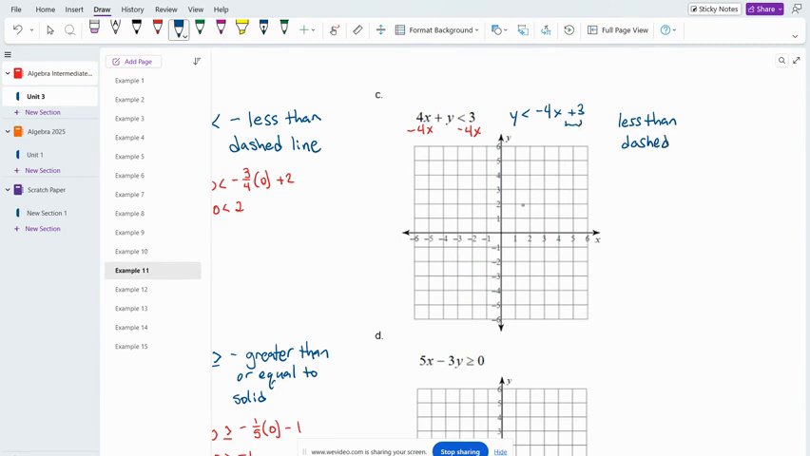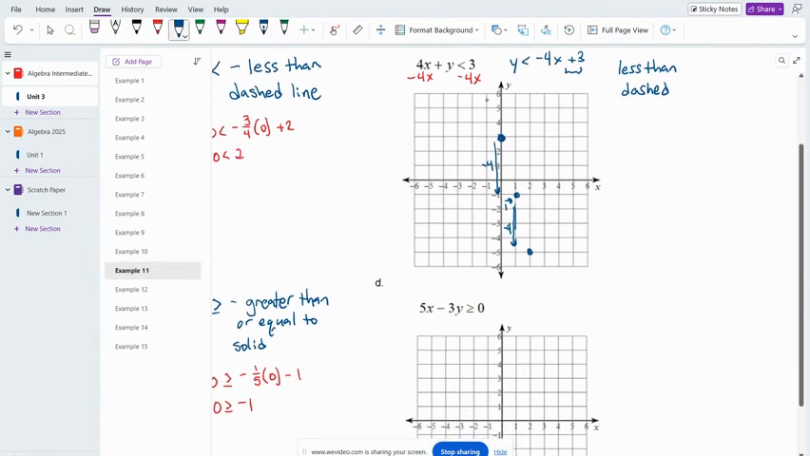This is our y-intercept, so we'll start at 3. We're going to go down 4 and over 1. And we can't go up 4. So we're going to go down 4 again and over 1. We've got that dashed line going down.